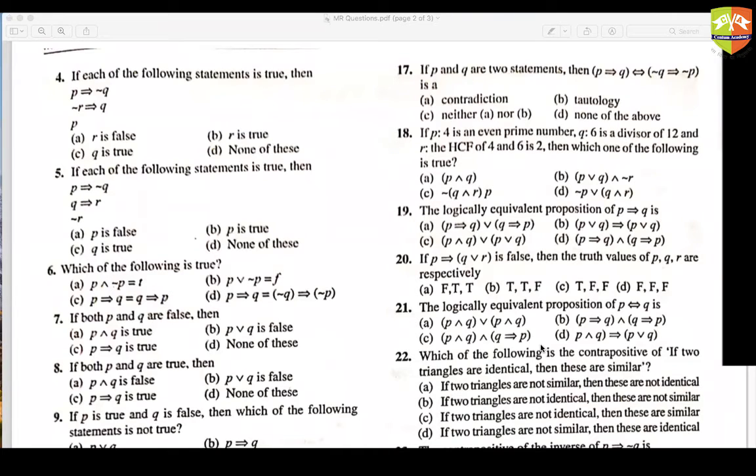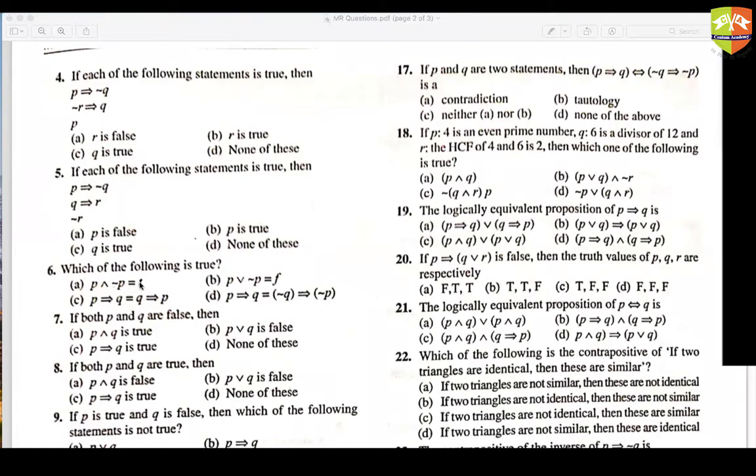Which of the following statements is true? If each of the following statements is true, then what have they written here? Some mistake is there. Some printing mistake, it seems. P means not Q. Okay. I didn't even get that. Just leave these two, I think it's some printing mistake. Let's go to the sixth one.